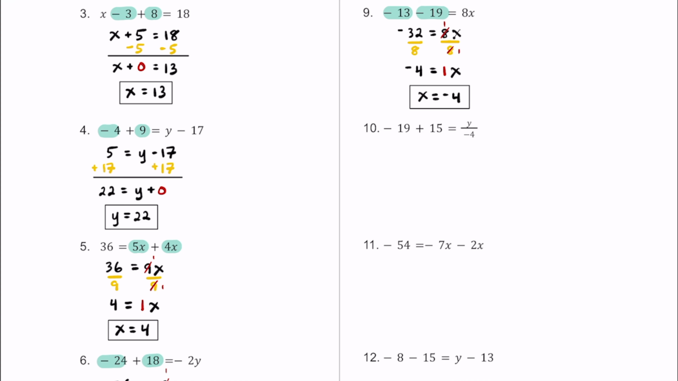For number 10, we have negative 19 plus 15 is equal to y divided by negative 4. So on the left side, we have two constant terms. We have negative 19 and a positive 15. Combining those, we're going to end up with a negative 4.